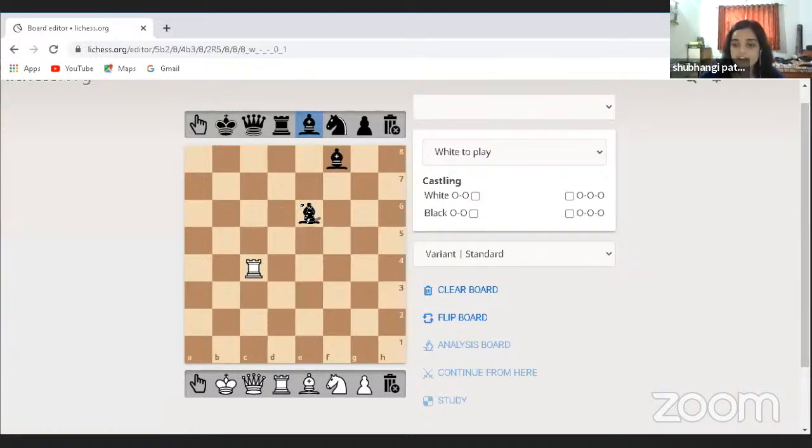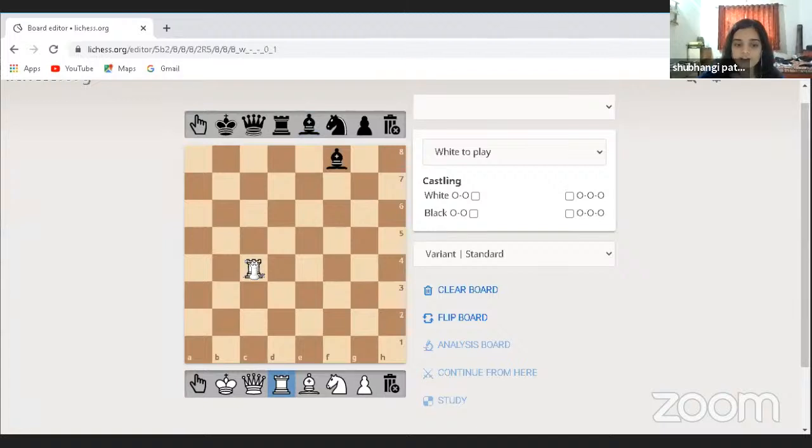For example, you can see this is a bishop and this is a rook. So let's say this bishop captures this rook. Now how will we write this move? We'll write it as bishop cross c4. Okay, let's do it again.